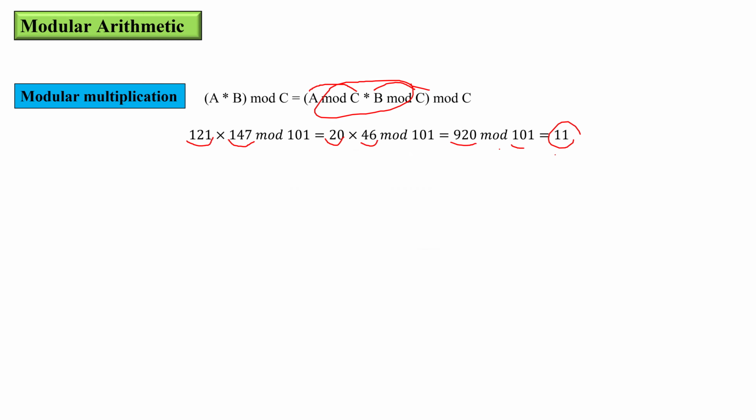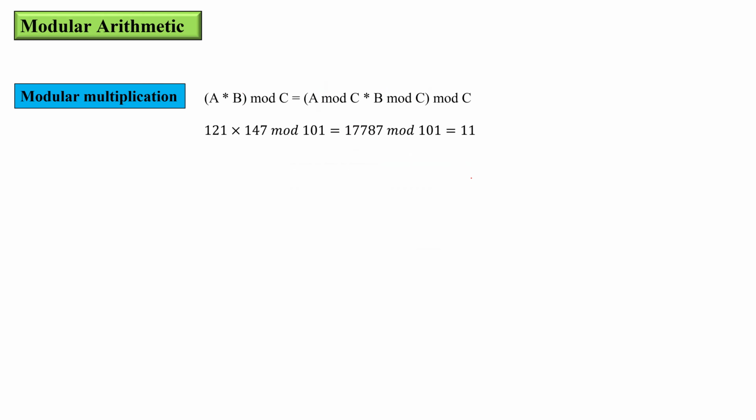Okay, so let's follow the left side formula. The left one says that first multiply the two values to each other. By multiplying these two values, we will reach this big number. And then if you use the website, you will see that mod of this value equals 11. So both formulas are correct for computing the multiplication of two values in modular arithmetic.